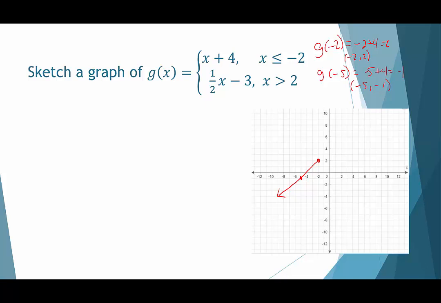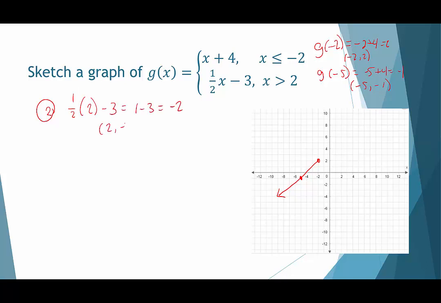So we do want to use 2, but 2, remember, is not part of this piece because there's no "or equal to" underneath. So I can't say g of 2, I'm just going to say 2 with an open circle. And when I plug in, I get 1/2 times 2 minus 3. That's 1 minus 3, which is -2.